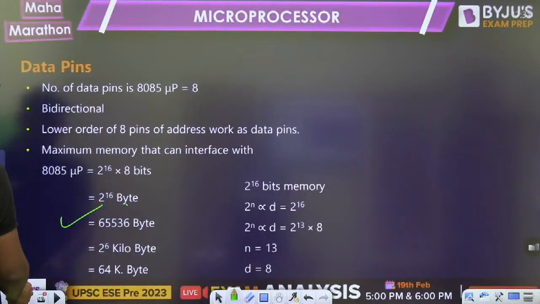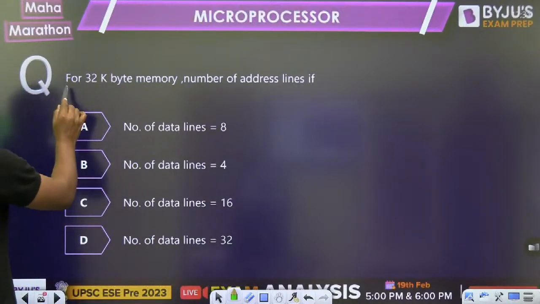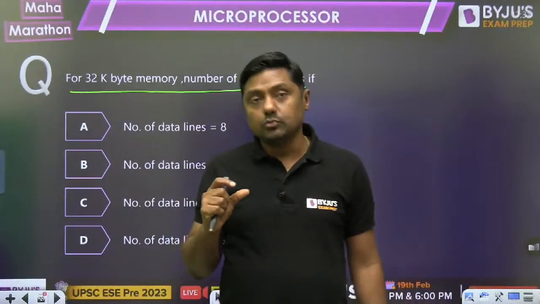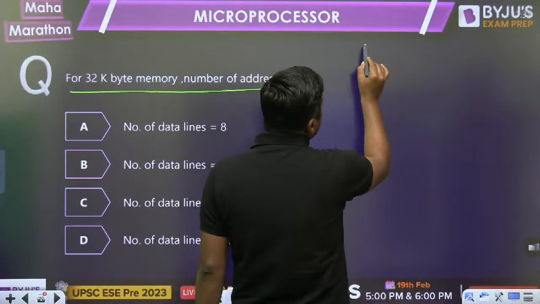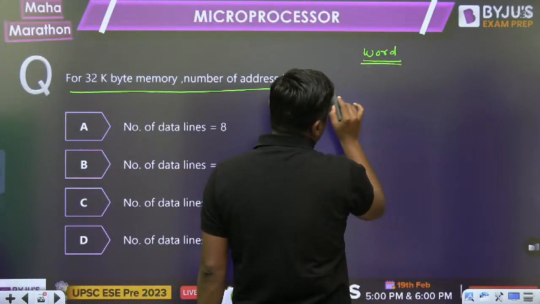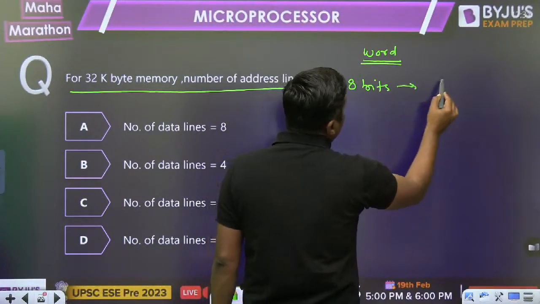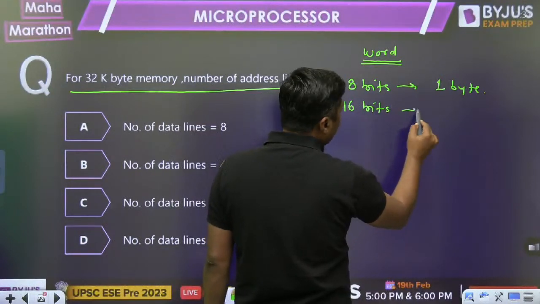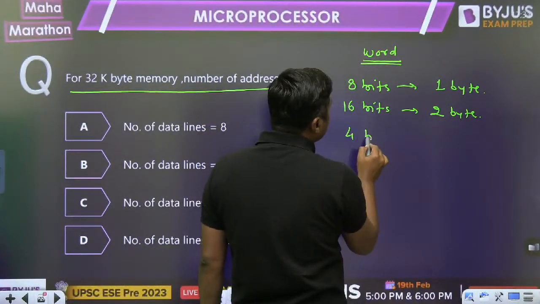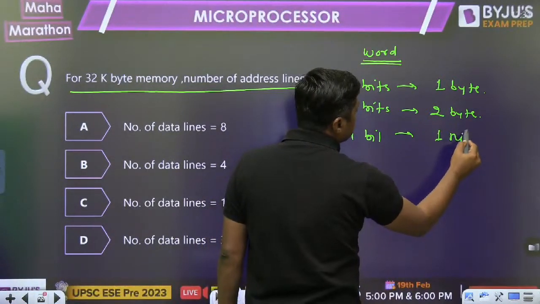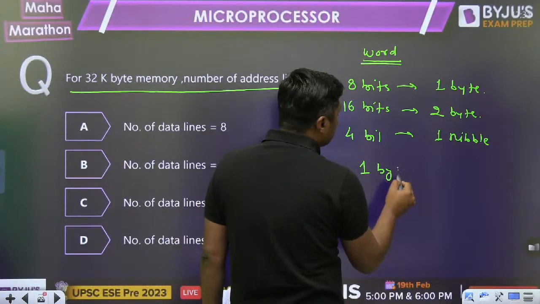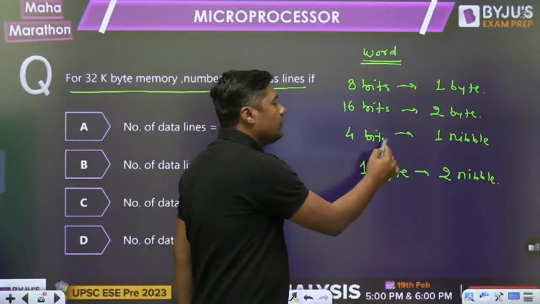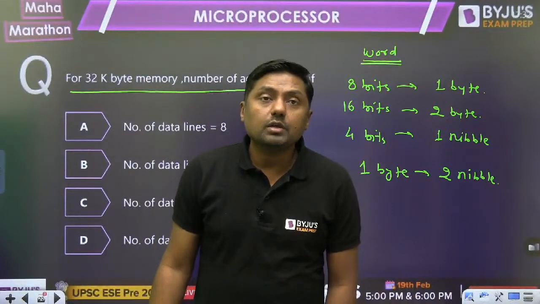Total addresses. Then tell me, for 32 kilobyte memory, how many address lines are required? A group of bits is called a word. A group of 8 bits is called 1 byte. A group of 16 bits is called 2 bytes. And 4 bits is called a nibble. It means 1 byte is equivalent to 2 nibbles, that is, two groups of 4 bits make 1 byte. Okay, Deepak, you have given 15.